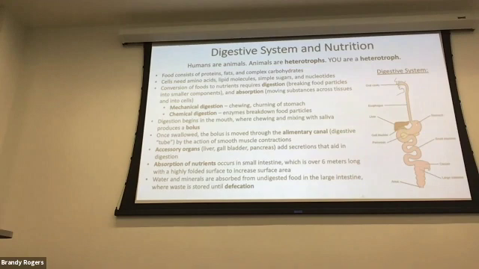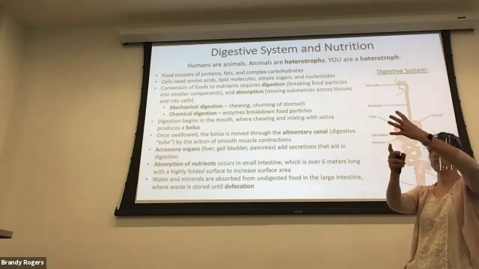So different things are going on at different places in the tube. You've got enzymes and acid going on in your stomach, and you've got smooth muscle, right, doing that churning. And then you've got another sphincter here that controls release into your small intestines, where peristalsis takes over again. Smooth muscle contractions, pushing stuff through.